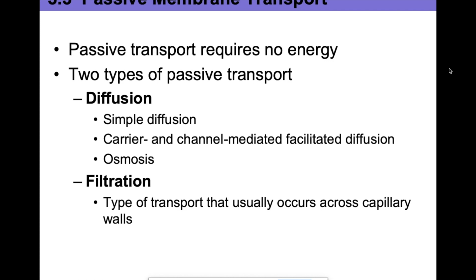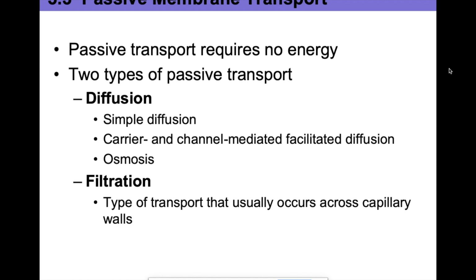There are two main types of passive transport. The first is diffusion, so we have simple diffusion. You also have facilitated diffusion and osmosis. Osmosis is specifically the diffusion of water molecules, so that one is very special.